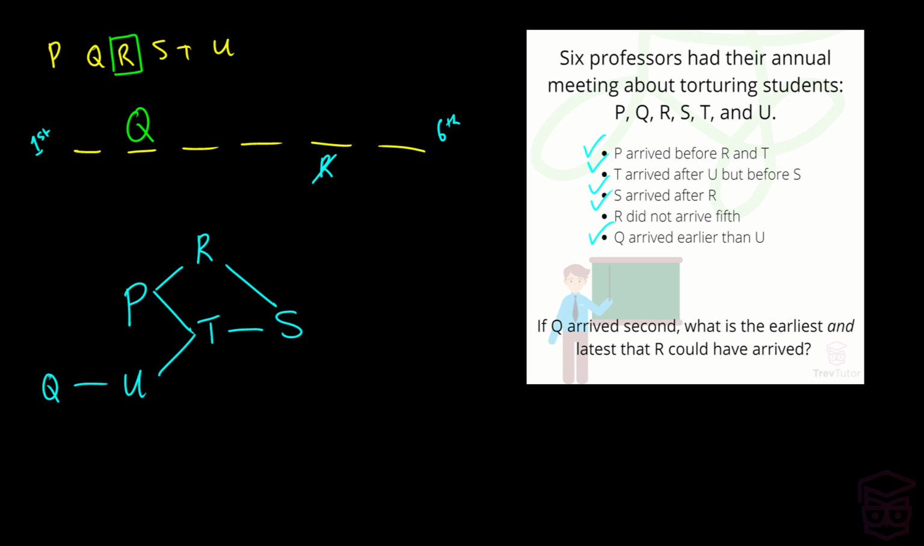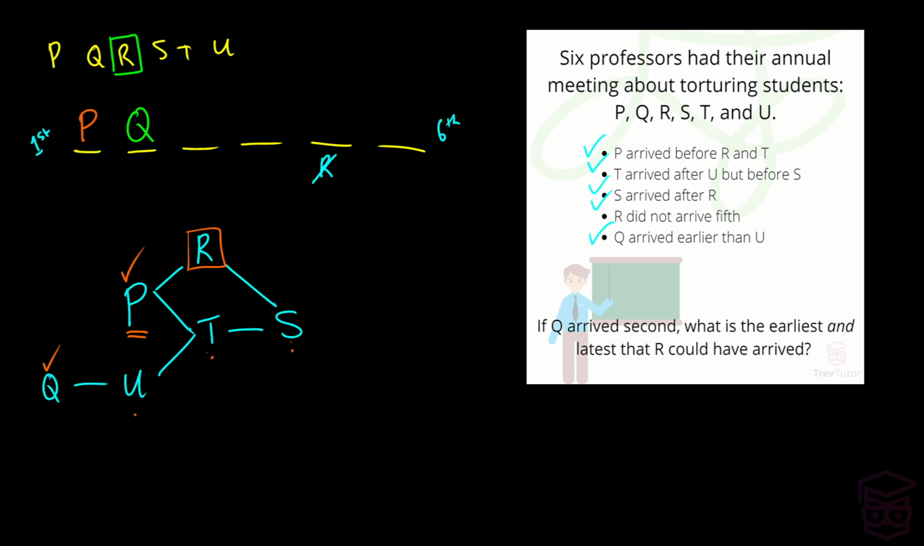Well, let's think about this. We know that U, T, and S for sure are going to come after Q, so somewhere later. So our question is, what can come before Q? Well, R can't come before Q because R has to come after P. So that's not going to work either. The only thing that we can put in front of Q is going to be P. So P has to be first. So we're done with this one, we're done with this one.